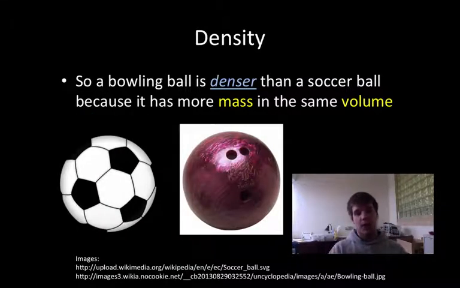So we'll go back to our quick example of the soccer ball and the bowling ball. The bowling ball is denser than the soccer ball because it has more mass. Even though it's the same size, it's got more mass packed into its volume. And so it's denser than the soccer ball is.